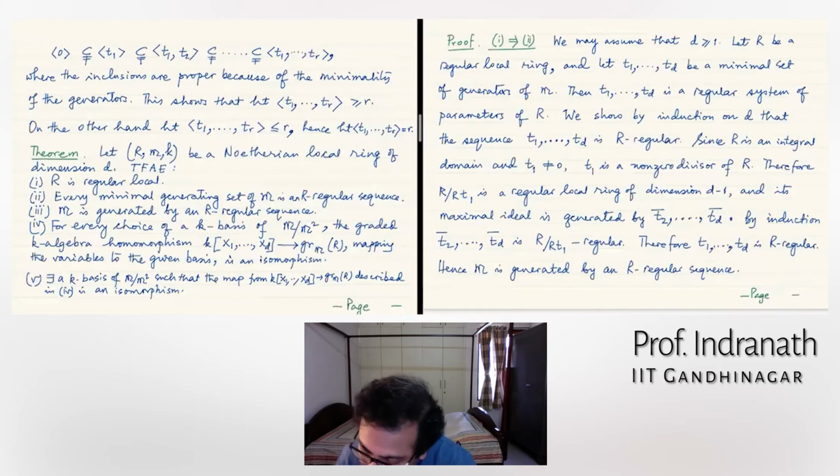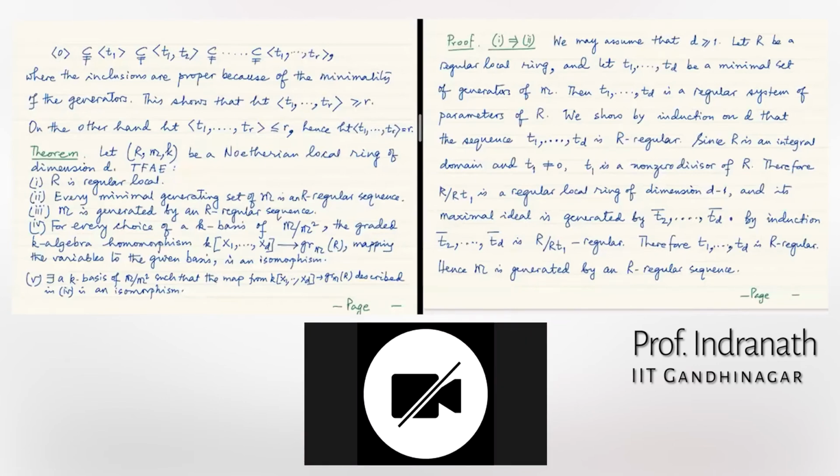So 1 implies 2. You have a regular local ring of dimension d, and you want to show that every minimal generating set of M is an R regular sequence. You can kind of understand what to do. It's because you have already seen that going modulo 1 element, if you carefully choose it, you retain the regular local ring condition, etc. So we may assume that d is greater than or equal to 1. Why? What is wrong with d equal to 0? Please answer. That is a field.